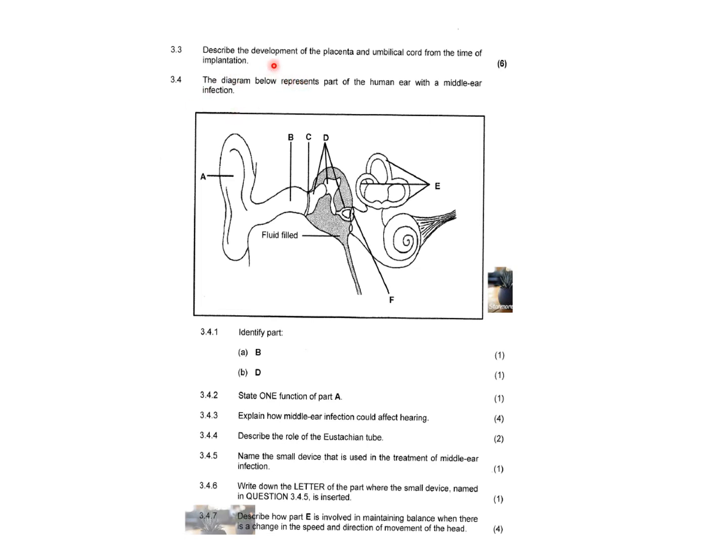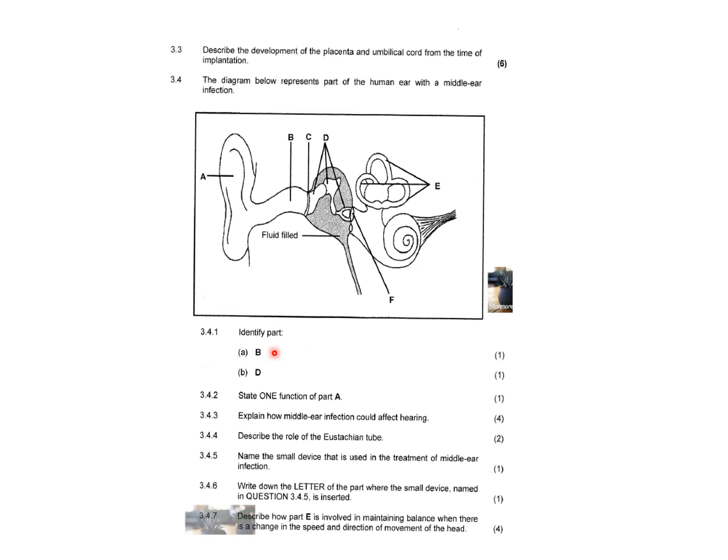3.3, you are asked to describe the development of the placenta and the umbilical cord from the time of implantation. 6 marks. So this is still reproduction. 3.4, the diagram below represents part of the human ear with the middle ear infection. Right, so there's your diagram. There's A, B, C, D, E, and F, and then in the middle ear, there's an infection.